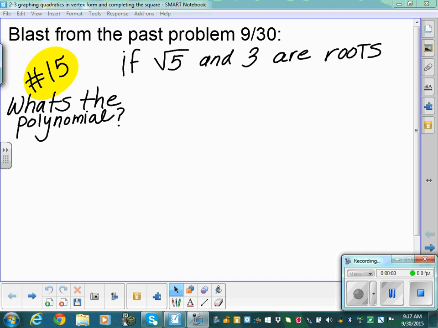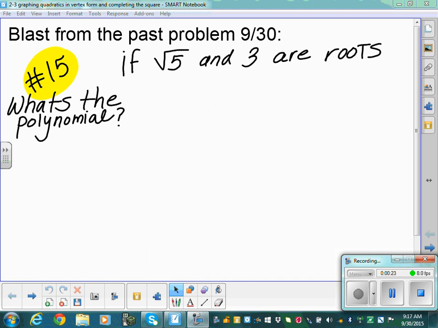Conjugate root theorem. This is a pretty difficult problem that I asked you to do on the assignment. I'm going to go through it so you could do it and have it done on the assignment. So that's what I would do. It's problem number 15 on the worksheet from yesterday. We're given that if the square root of 5 and 3 are roots, we're asked to find the polynomial.